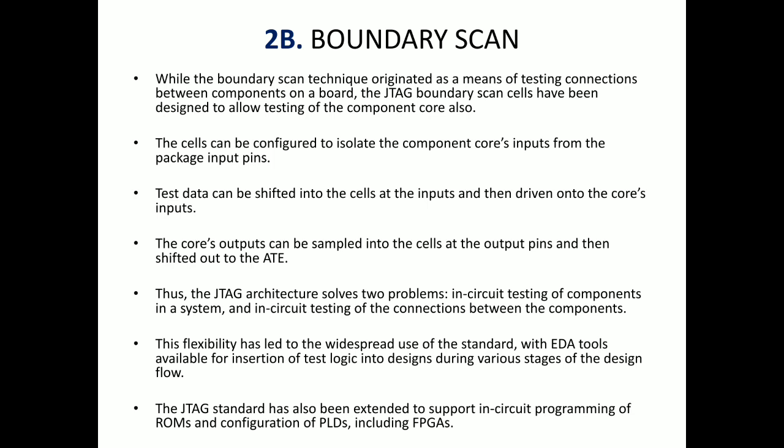Thus, the JTAG architecture solves two problems: in-circuit testing of components in a system, and in-circuit testing of the connections between the components. Using JTAG, we can achieve two improvements. One, in-circuit testing of the components, that is, testing of the ICs. And also we can test the in-circuit connection between the components, the wiring connection between the components. With the help of JTAG architecture, we can perform testing of the components and also the connections between the components. This flexibility has led to the widespread use of the standard JTAG.